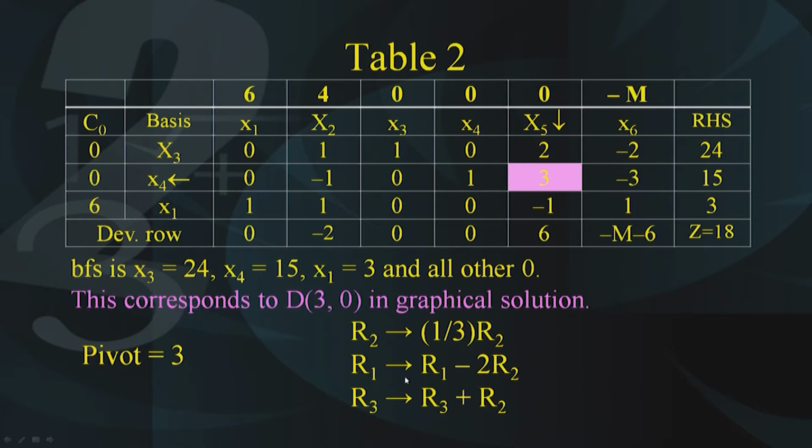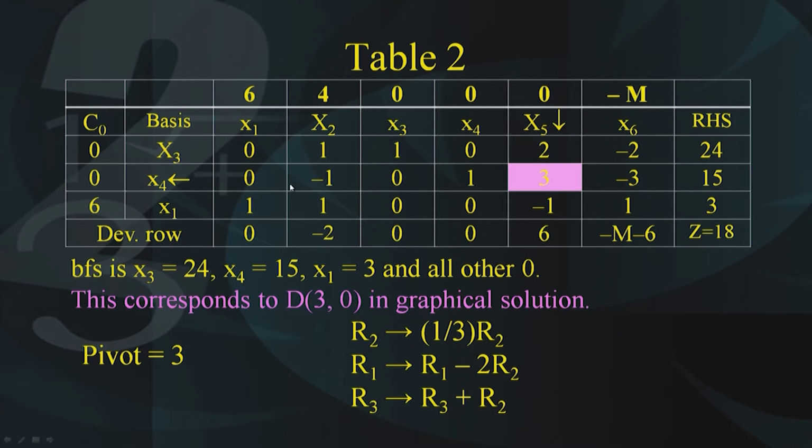Next comes the elementary row operation on R1. R1 has to be replaced by R1 minus 2 R2. This will make the entry in the pivot column 0.